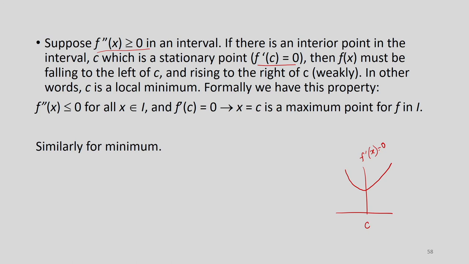In other words, c is a local minimum, and we can state this formally as follows: f double dashed of x is less than 0 for all x in an interval I, and f dashed of c is equal to 0, that implies x is equal to c is a maximum point for f in I, all right, and similarly for a minimum point.